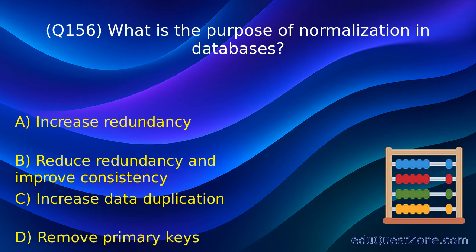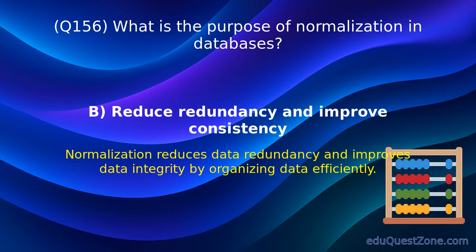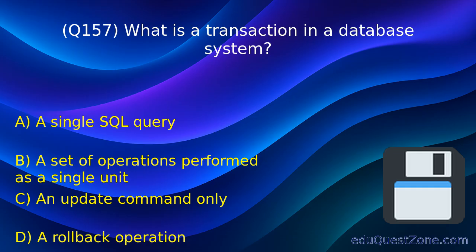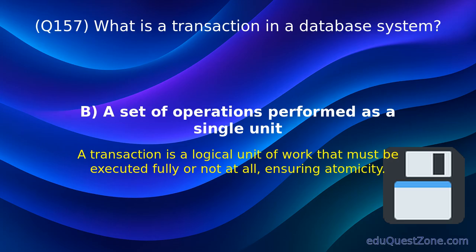Question number 156. What is the purpose of normalization in databases? Option B. Reduce redundancy and improve consistency. Normalization reduces redundancy and enhances data consistency. Question number 157. What is a transaction in a database system? Option B. A set of operations performed as a single unit. A transaction is a unit of work executed as a single operation maintaining atomicity.